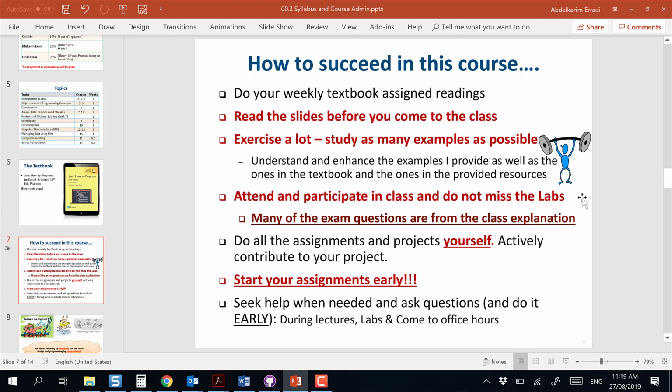For the projects, you must do it yourself, and you have to really contribute to the project. That's another way to build your skills. Start early. In your project, start early. Don't leave it to the last minute. And more importantly, also seek assistance. When you are stuck, when you don't understand something, come and see me, see the lab instructor, post a question on Piazza, seek some help.